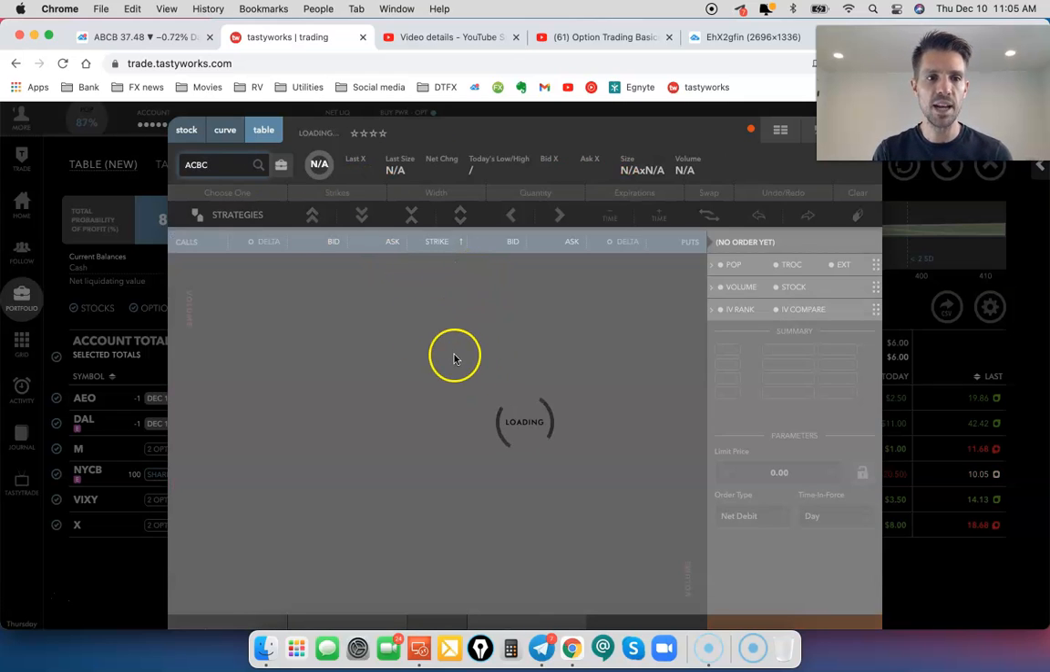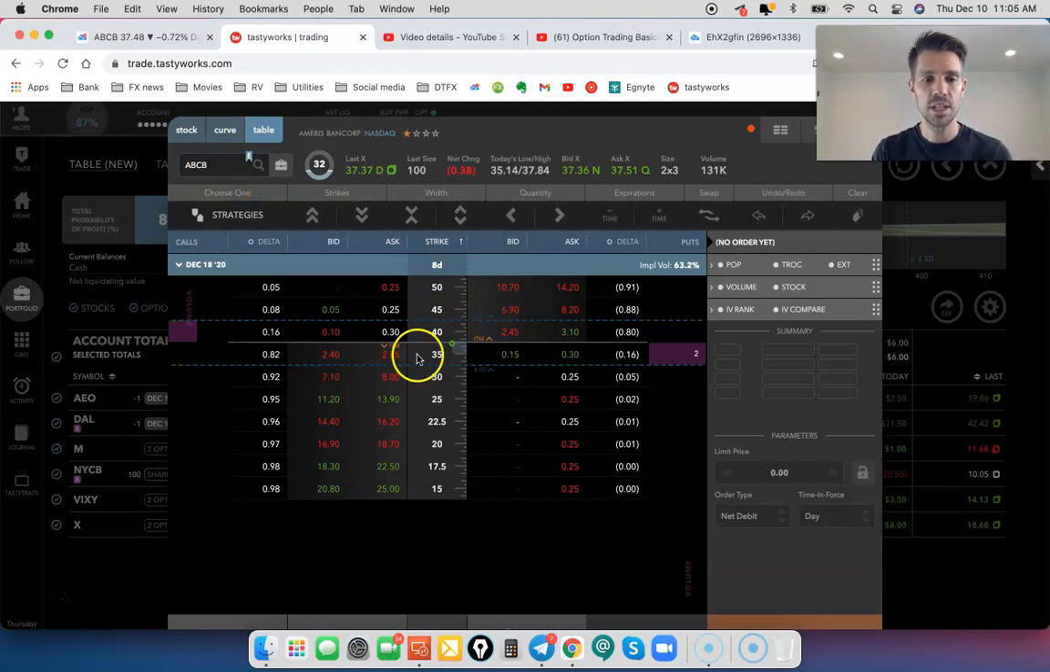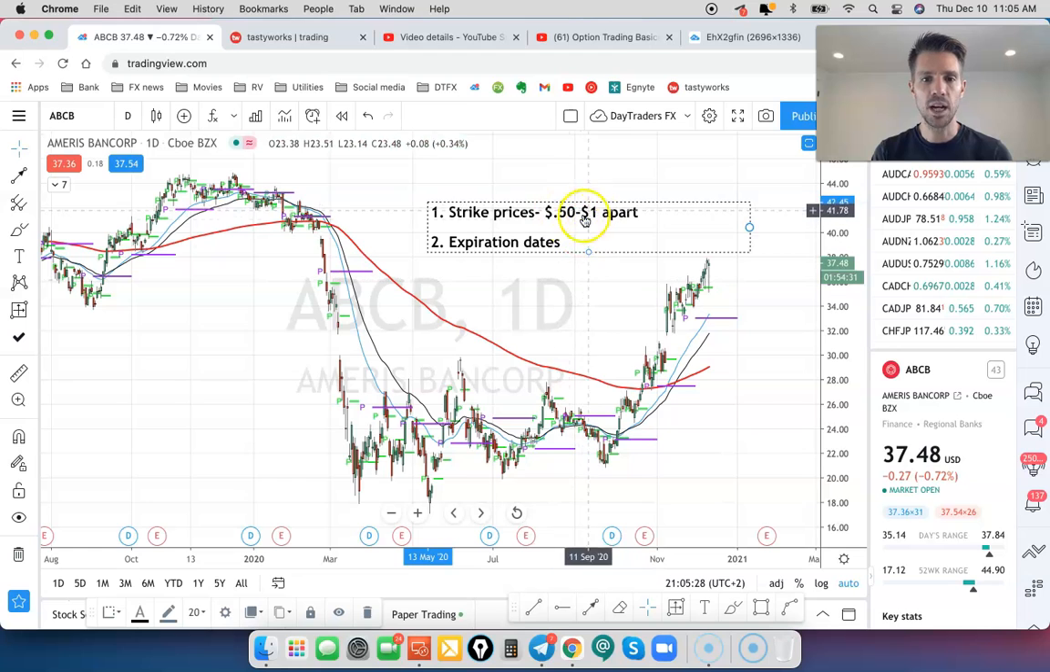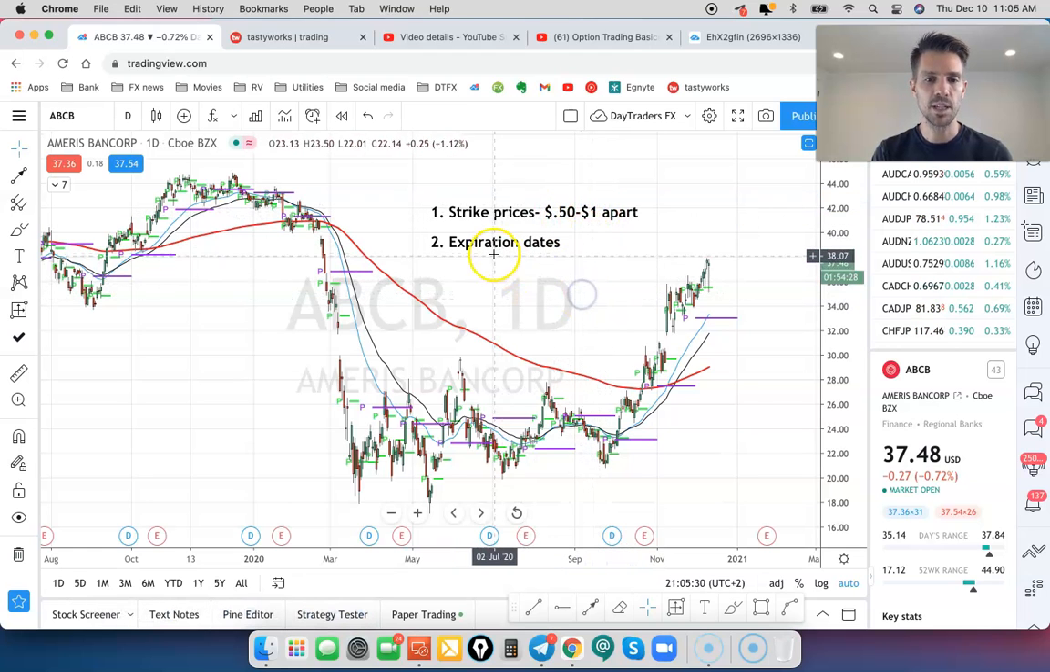This is the kind of stuff that we don't want to see, right? We don't want to see strikes that are far apart and not very many of them. So that's thing number one. So this is our strike prices, 50 cents to $1 apart. Number two, we want to make sure that we're trading options that have weekly expirations. That's going to be another great indication of option volume.